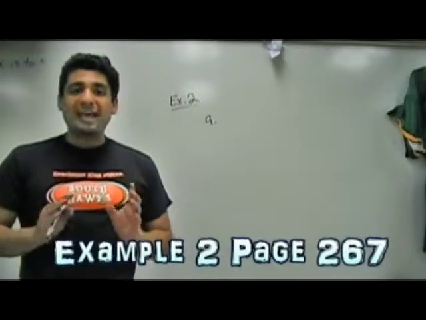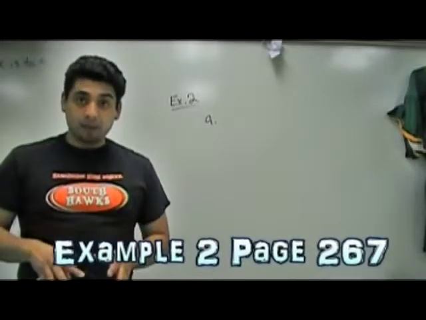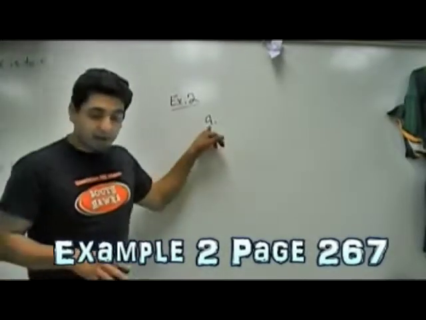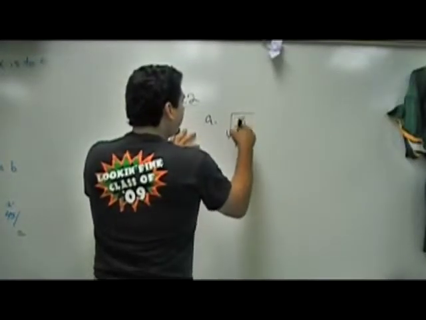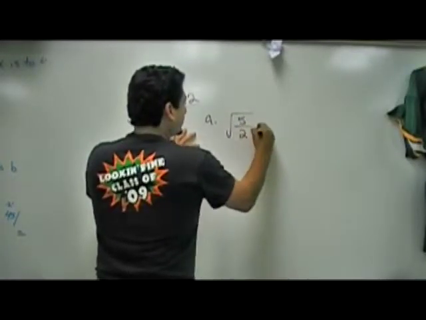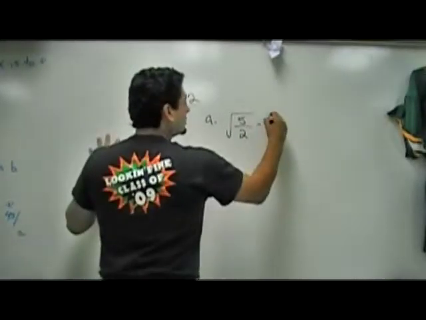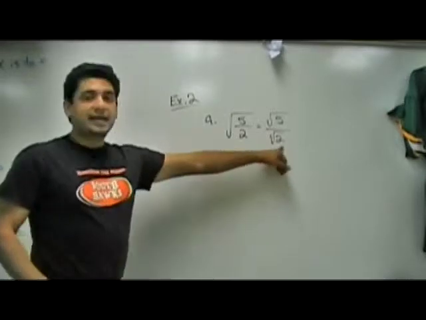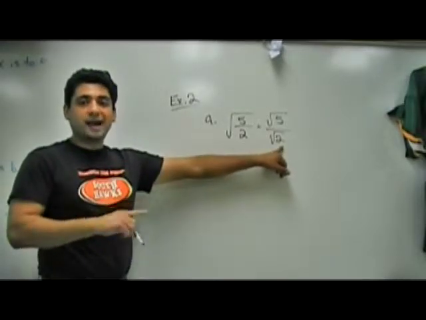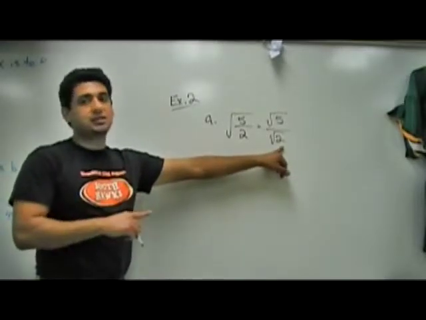Now remember, you cannot have a radical as a denominator. So we got to fix letter A in example number 2 because there's a problem. We have the square root of 5 over 2. And when you separate these two, it's going to come out to the square root of 5 over the square root of 2. It's impossible to have that square root of 2 down at the bottom of the fraction. So we have to fix this somehow.